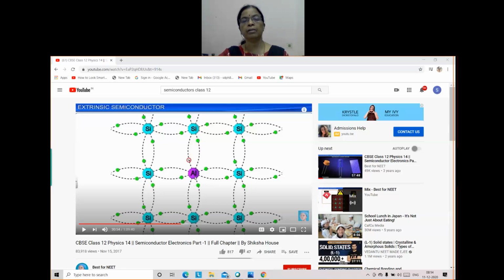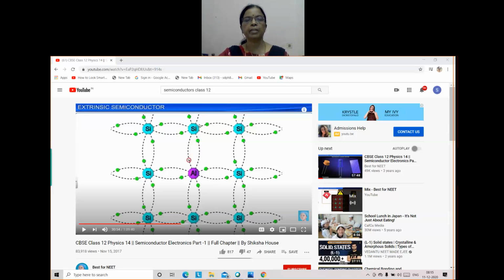So, when a suitable amount of aluminum atoms are added, what you can see? You can see aluminum in the outermost shell, 3 electrons are there. So, aluminum takes the place of silicon here, you see. And here aluminum is having 3 electrons in the outermost shell, 1, 2, 3. It shares them with the neighboring 3 silicon atoms.